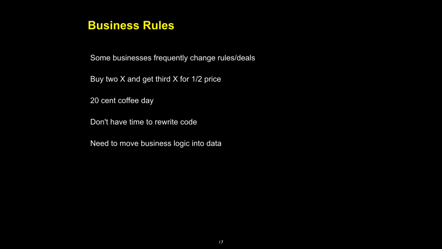And the answer is not going to be compiling code and shipping it out to all the stores, right? It's not going to be the answer. It's not going to work, right? So how do we make these business rules so that we can change them on the fly, basically?